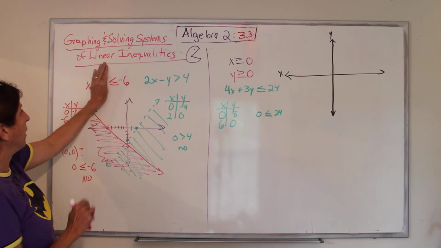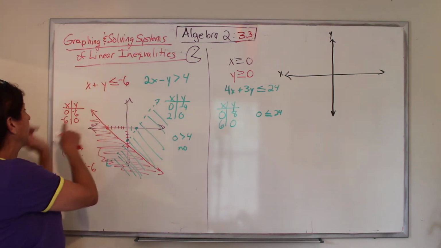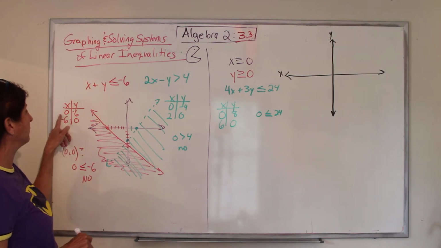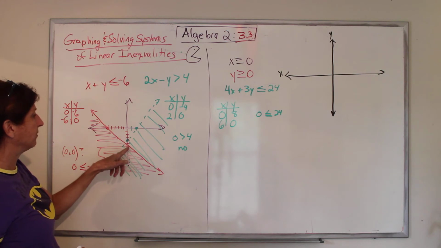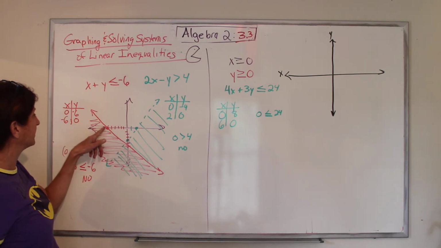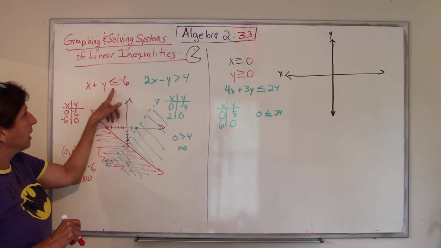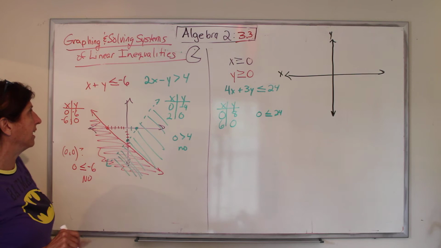And now we make y 0. We put a 0 here, and then x is negative 6. Now we plot these 2 points. If x is 0, y is negative 6 is right there. And if x is negative 6, y is 0 is right there. Because it is less than or equal to, I draw a solid line.